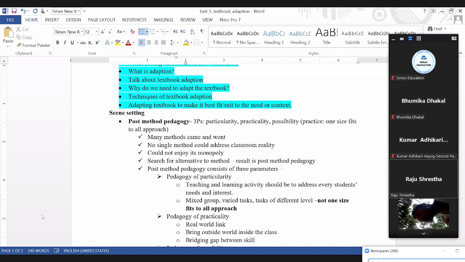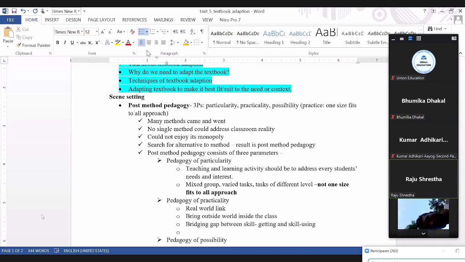We do this bridging of the gap between skill getting and skill using. So what students learn inside the classroom should be applicable in the outside environment. So this kind of practicality, we have to try to develop in English class. Okay, this is the real world link.